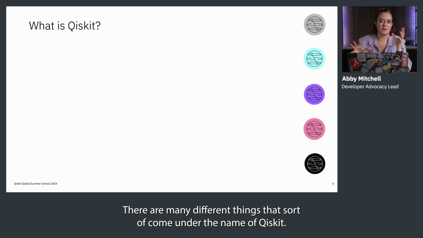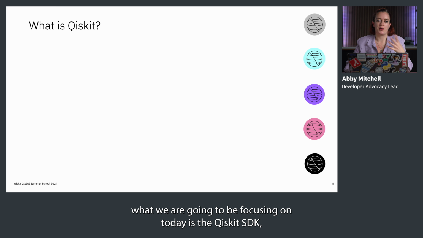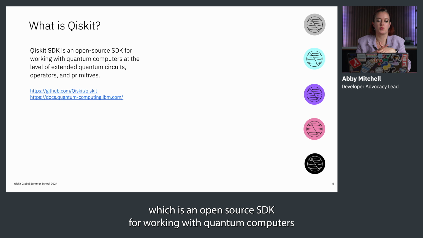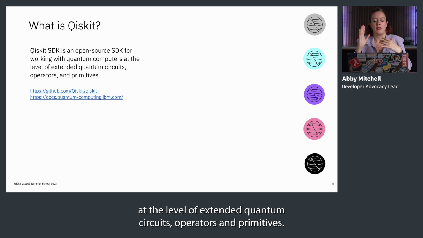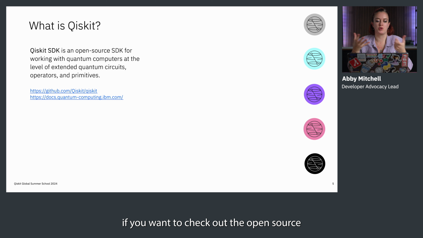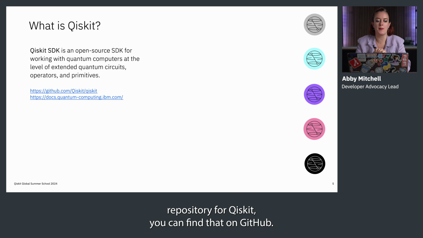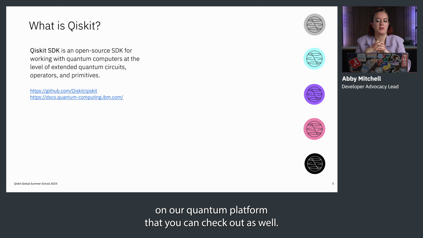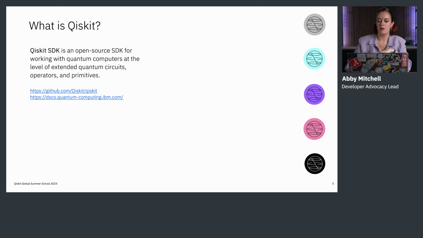There are many different things that sort of come under the name of Qiskit. What we are going to be focusing on today is the Qiskit SDK, which is an open source SDK for working with quantum computers at the level of extended quantum circuits, operators, and primitives. We will cover those terms in a little bit. If you want to check out the open source repository for Qiskit, you can find that on GitHub, and there's also plenty of documentation on our quantum platform that you can check out as well.